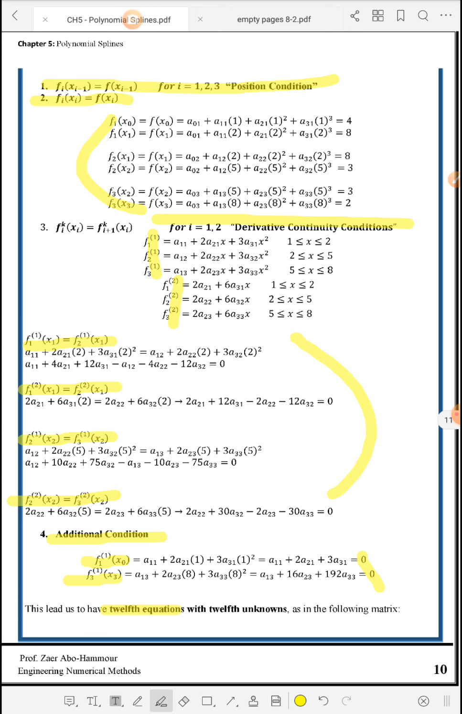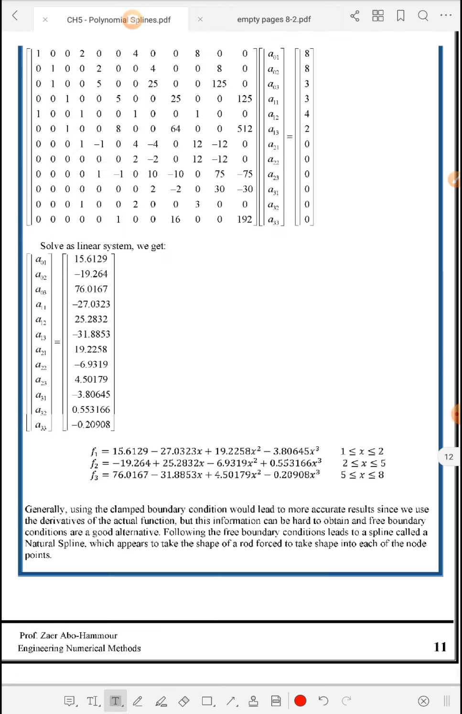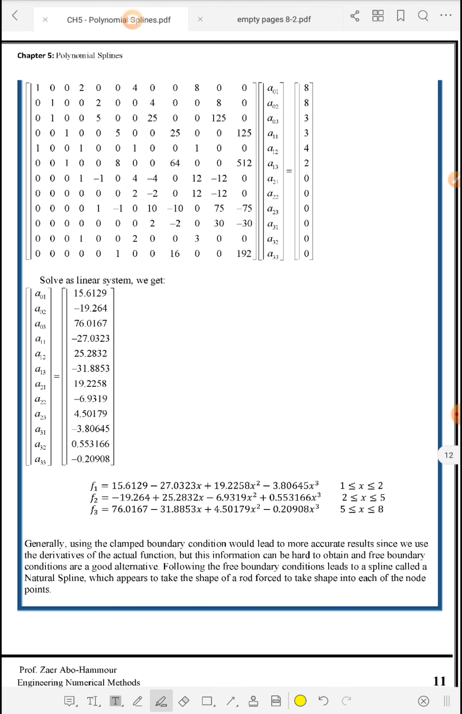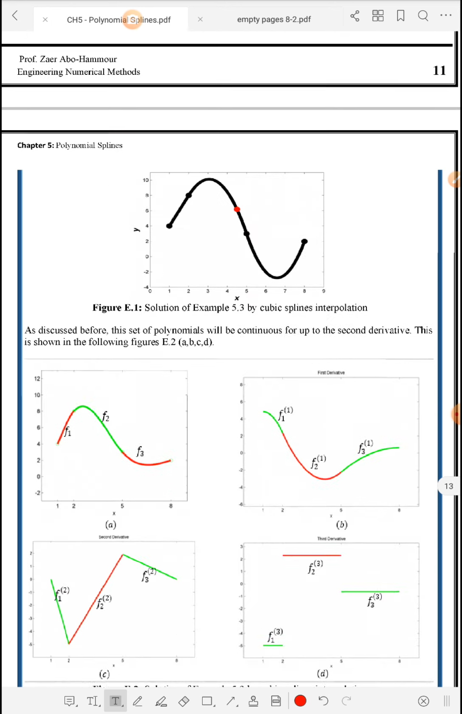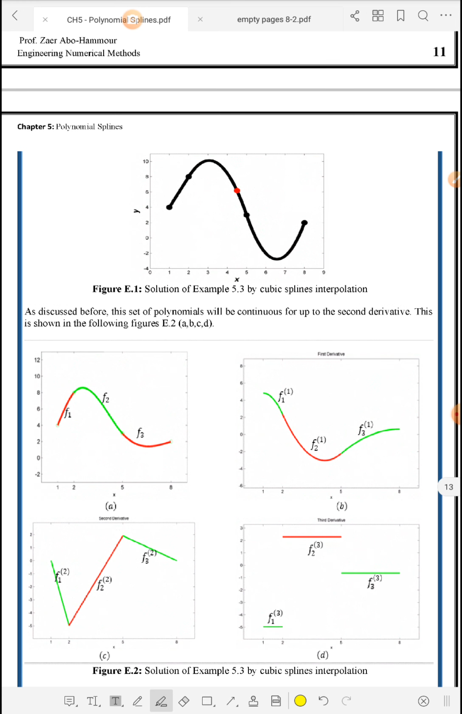And here we generate a system which is larger, 12 by 12, and this is the system. This is the A coefficient matrix, and this is the right hand side, and this is the unknown matrix. Here it's A, and finally when we solve we get those answers, and we substitute them, and we find the third order splines for each case, and each polynomial is covering a certain range. Okay, and those are the splines. This is the first spline, this is the second, and this is the third.